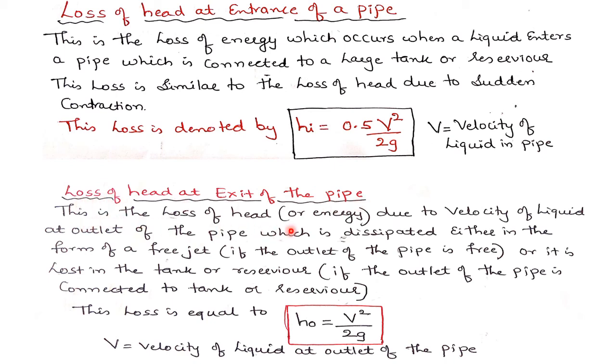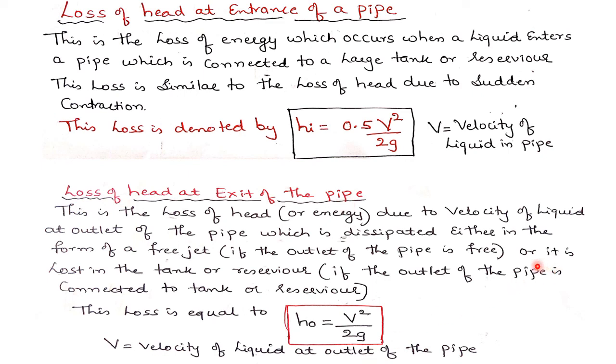This is the loss of head or energy due to velocity of the liquid at the outlet of the pipe, which is dissipated either in the form of a free jet or it is lost in the tank or reservoir. Dissipated in the form of a free jet means the outlet of the pipe is free. So here the water enters at the inlet of the pipe, and at the other end, if the outlet of the pipe is free, that means it is flowing in the form of a free jet, then we are going to call it the loss of head at the exit of the pipe.